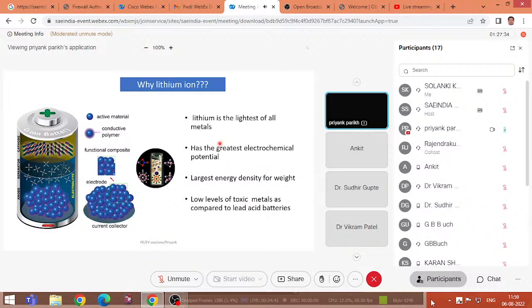And then it has a low level of toxic metals, unlike lead acid batteries. Why are we comparing it with lead acid batteries? Because lead acid batteries are already in use. Okay. And if you know about the FAME-II policy of the government, even they are focusing more on gradually moving away from lead acid batteries to lithium ion batteries. What is the reason? Because of the toxicity. Okay. So these are the reasons why they are using lithium ion.